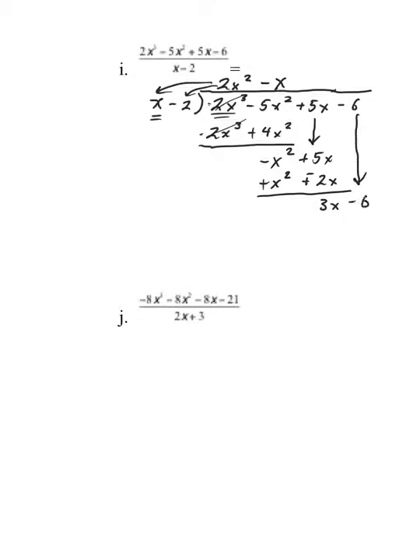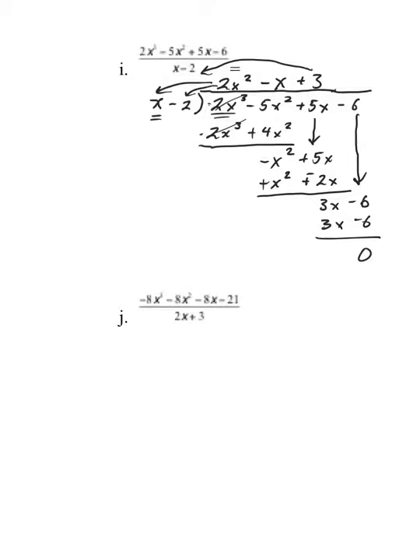And again, we do the process one last time. x goes into the 3x 3 times, positive 3 times. 3 times x is 3x. And 3 times the minus 2 is minus 6. Again, we're multiplying by those two numbers there. Subtract, you'll get 0, no remainder. So the answer is 2x squared minus x plus 3.